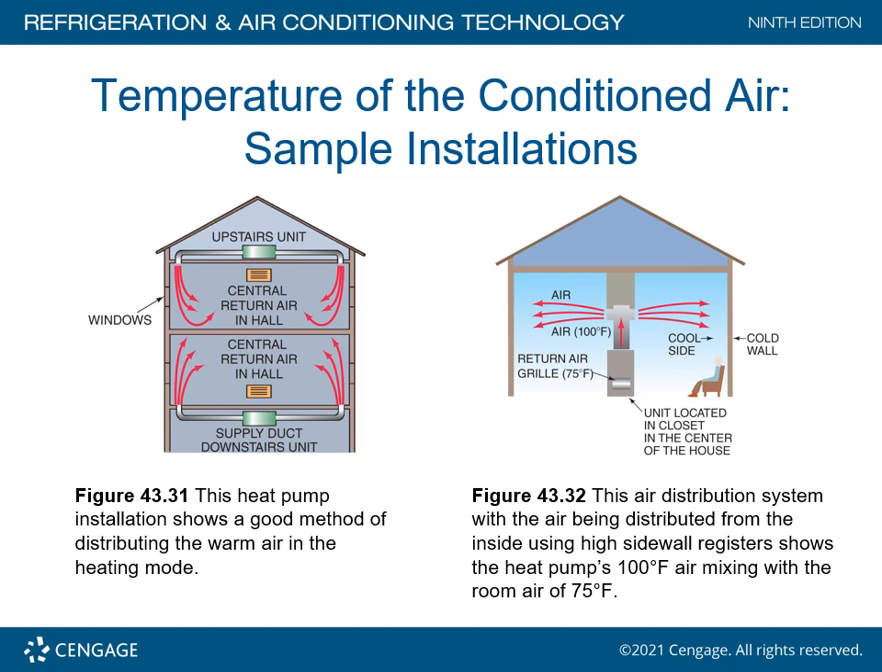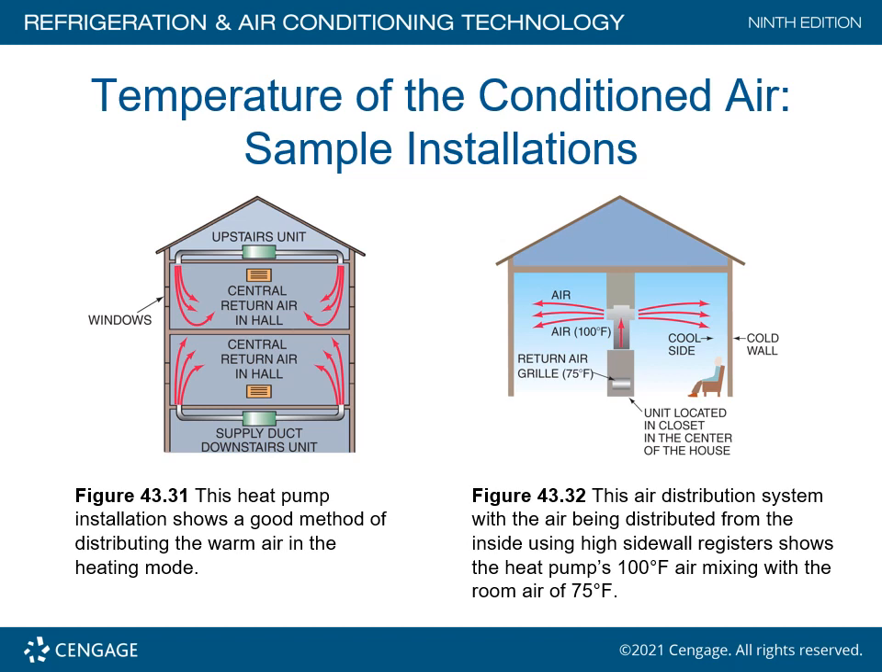All right, an air distribution system with the air being distributed from the inside utilizing high sidewall registers shows that the heat pump's 100 degree air is mixing with the room air of 75 degrees. So in this case here, we have a low return, 75 degrees going in, and then the air going through the upflow system, and then we're distributing air just basically inside towards the center at 100 degrees. So basically you're mixing. So what is happening here? You have warm air coming here, but the problem is if you've got a cold wall, guess what? The guy that's sitting by this outside wall in the living room or dining room or whatever this happens to be is going to feel cold.